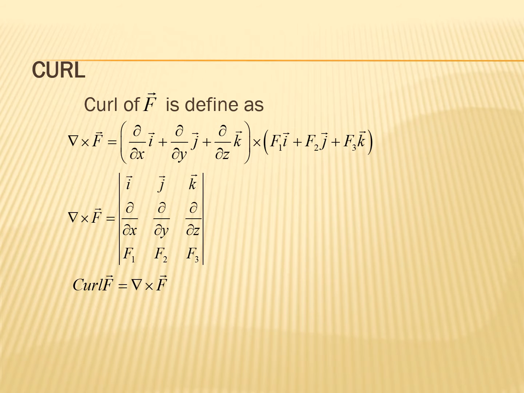Curl. Curl is nothing but the cross product. So del cross f vector, where del is dou by dou x i vector plus dou by dou y j vector plus dou by dou z k vector, crossed with f1 i vector plus f2 j vector plus f3 k vector. So del cross f vector is the determinant with i, j, k in the first row, dou by dou x, dou by dou y, dou by dou z in the second row, and f1, f2, f3 in the third row. Finding the determinant, we get the curl of f vector.